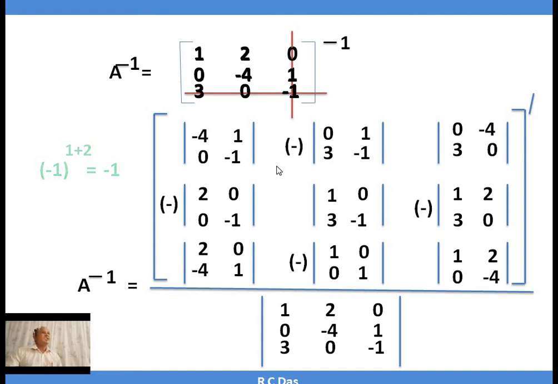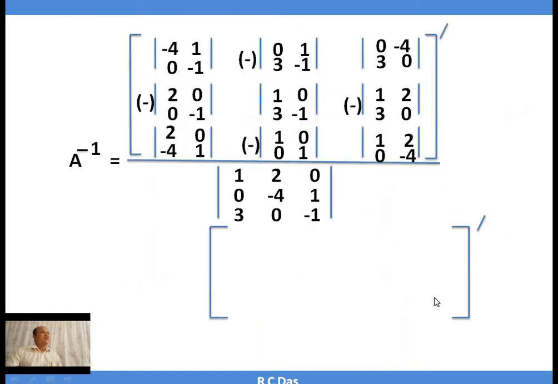Again, this is plus because this 0 is in first row, third column, 1 plus 3 is 4. So minus 1 to the power 4 is plus 1. So that is why it is plus. The signs will be plus, minus, plus, minus, plus, minus, plus, minus, plus. So this is the cofactor matrix. Now we'll calculate their values and the determinant value also.